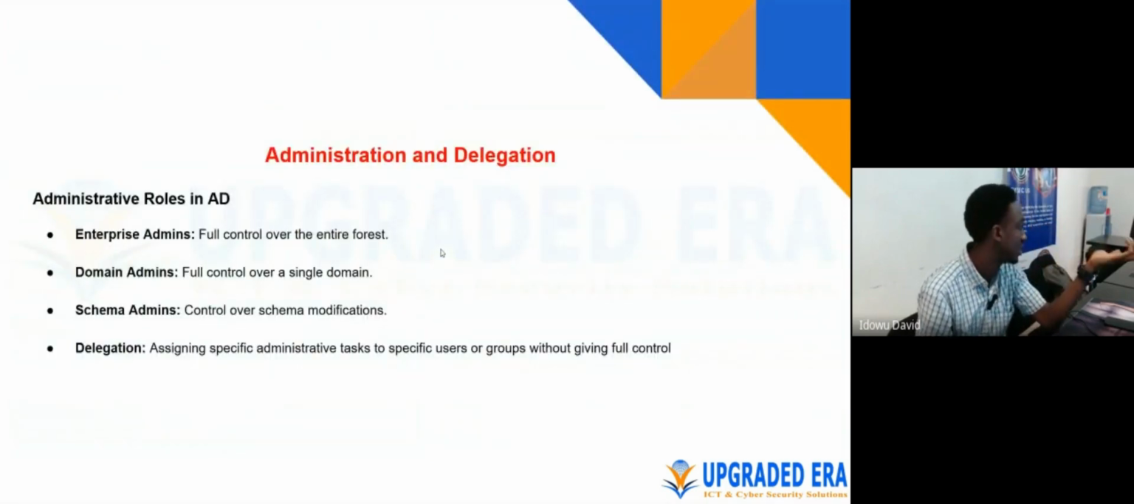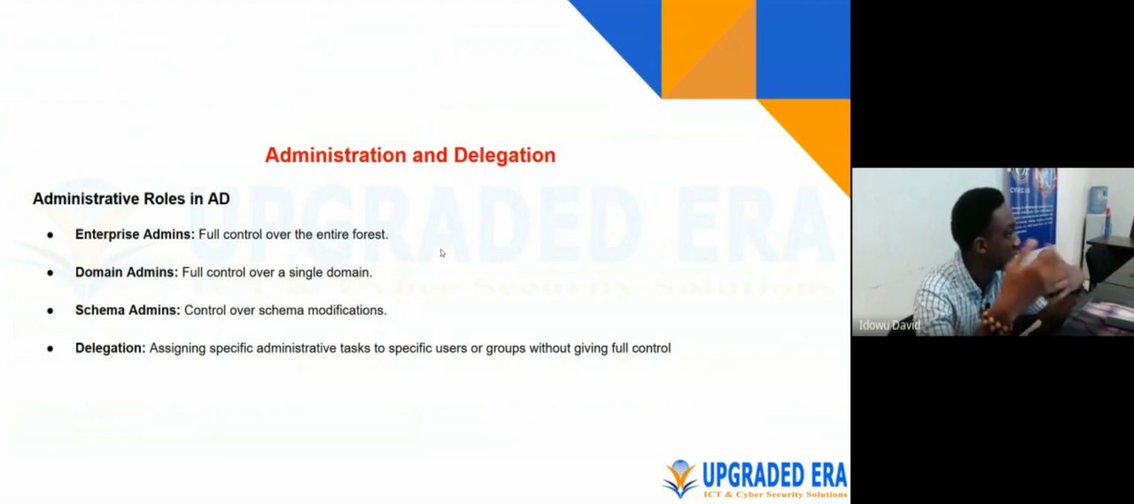And finally, we look at administration and delegation, and some of the roles in an Active Directory. An enterprise admin has full control over the entire forest. A domain admin has full control over a single domain. Remember, a forest is a collection of several domains. A schema admin has control over schema modification, and then another role is delegation, which involves assigning specific admin tasks to specific users without giving full control.